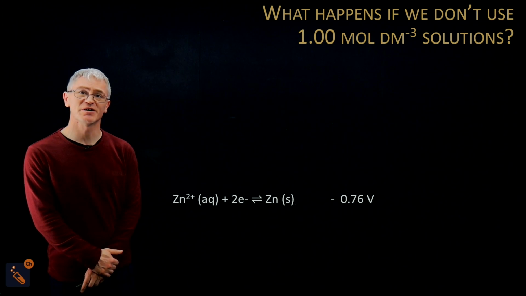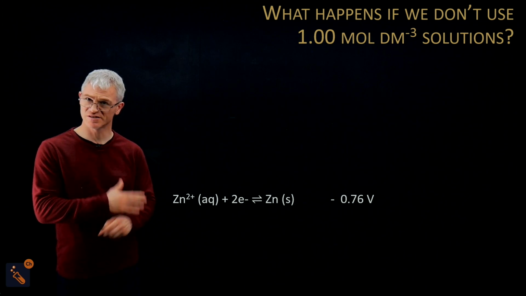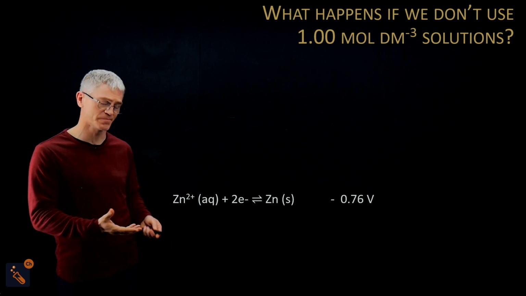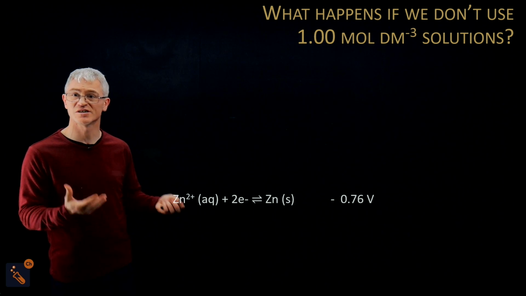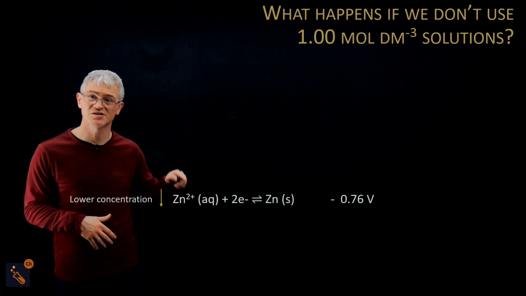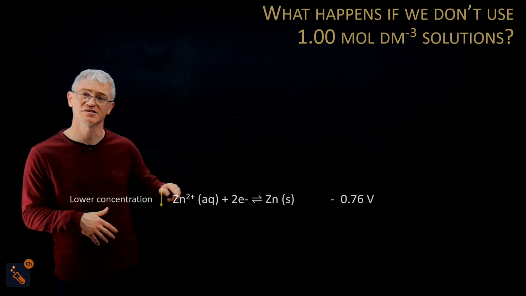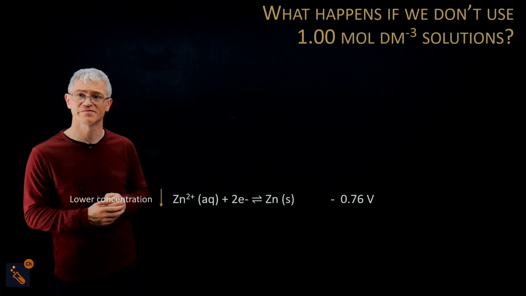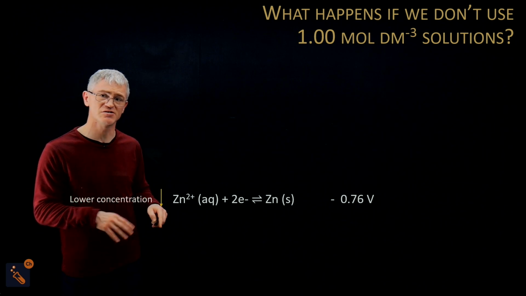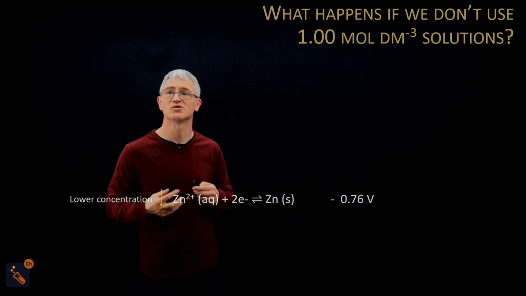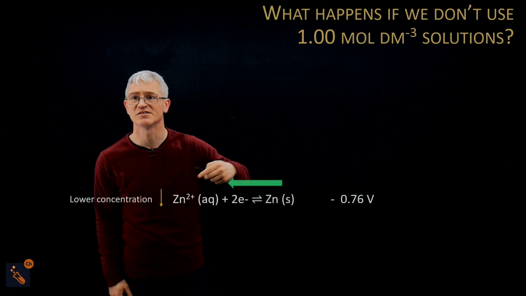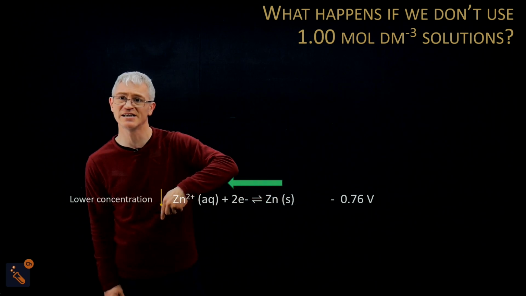So the next type of question is based upon if we don't use 1 mole per decimeter cubed. Remember the standard conditions are that you have 1 mole per decimeter cubed solution. So what if we changed it and we increased or decreased the concentration? So I'm going to lower the concentration. I can only change concentrations when I'm looking at the aqueous part of the reaction. I can't do anything with the solid itself, okay? Now, if I've lowered that concentration, Le Chatelier says that it will do the opposite of what you apply. So if I'm lowering the concentration of this, the zinc is going to turn into more of it to increase it back up again. So the equilibrium is going to go to the left.